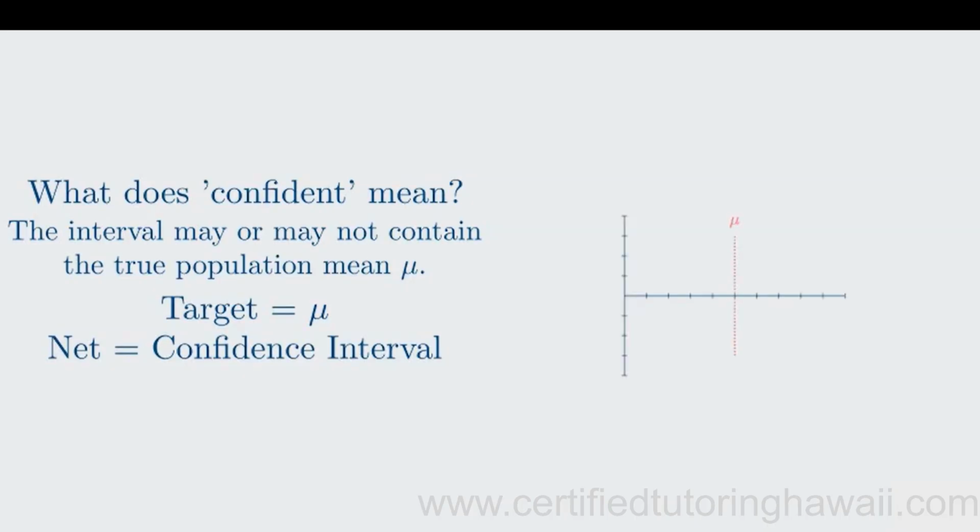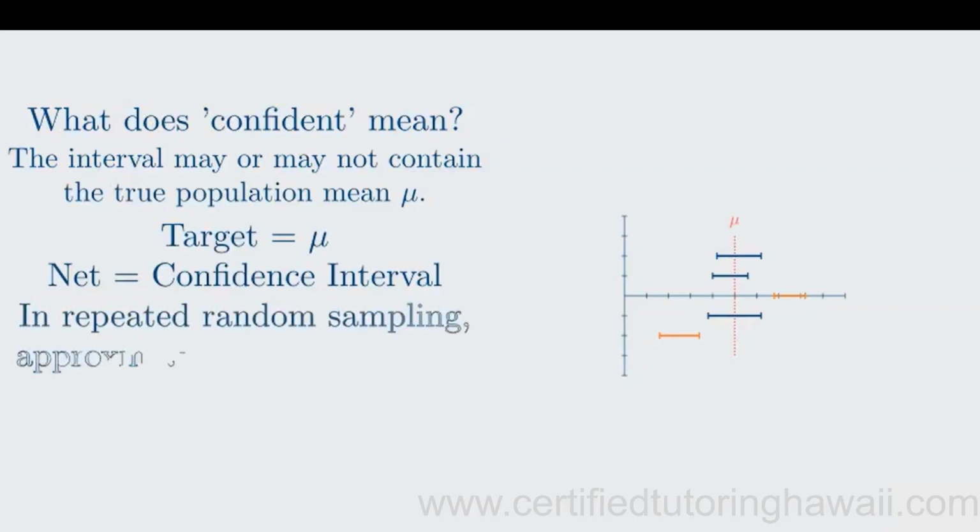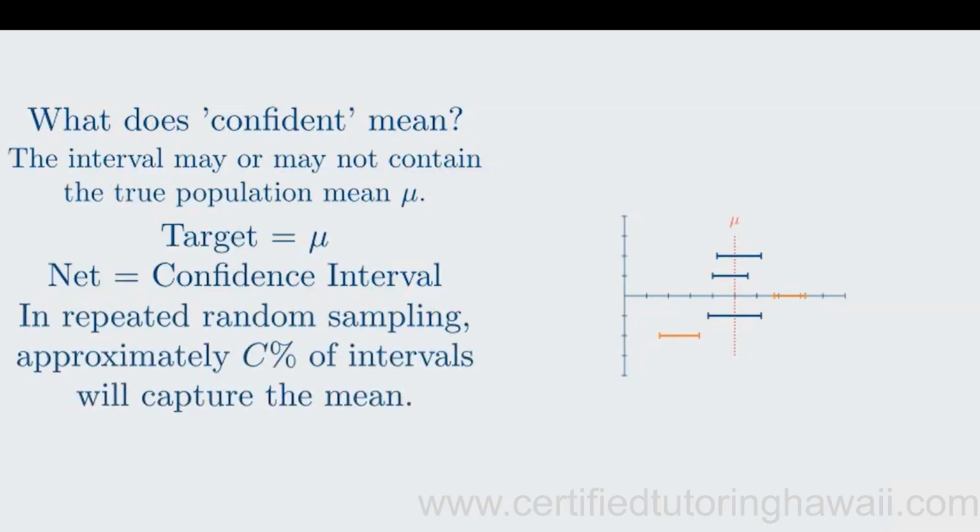Because the interval is calculated from a random sample, it's subject to the luck of the draw. Sometimes our sample is representative, and our net captures the mean. Other times, by chance, our sample is an outlier, and our interval misses the mean entirely. This is the long-run interpretation. In repeated random sampling, approximately C% of intervals created will capture the population mean.